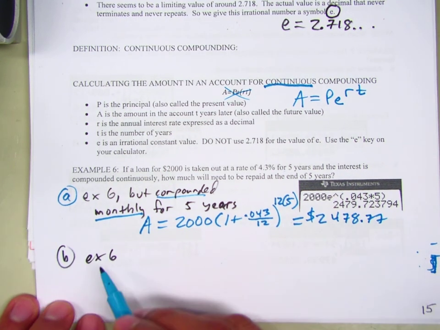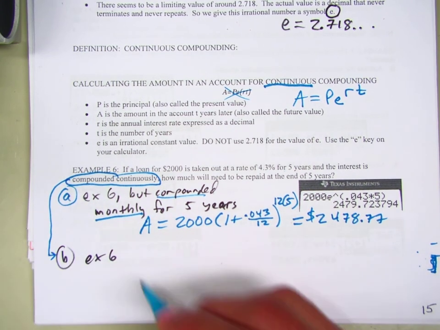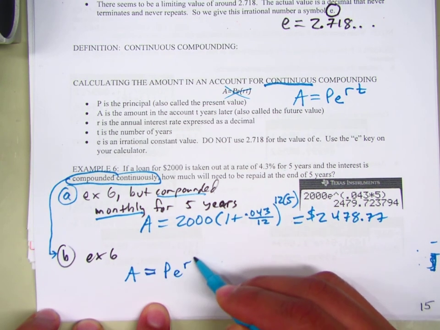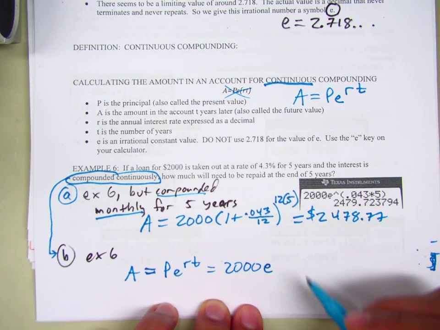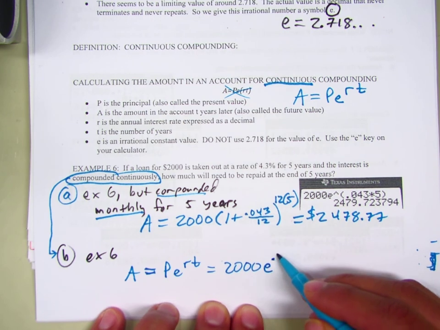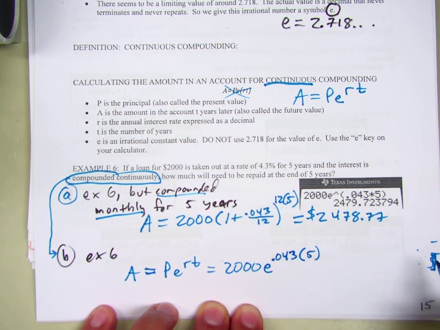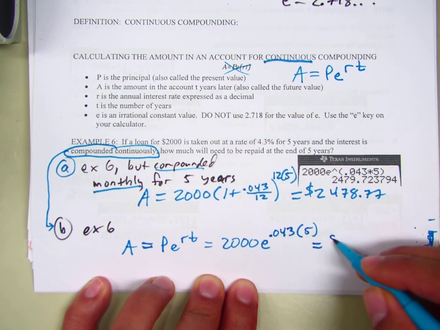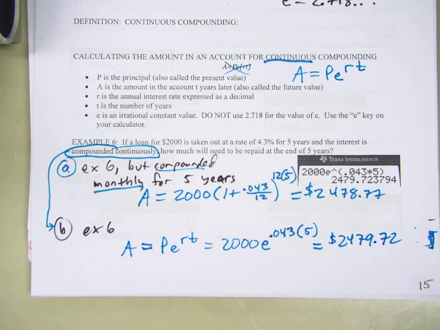Example 6, if I was actually doing this compounded continuously, now it tells me to use the other formula, the one we just talked about, P e to the rt. So if we plug in 2,000 for the principal, e, the rate is now going to go into the exponent, which is 0.043, and t was 5. So this is how it would look if you type it in. When you type that in, that part was done for us, we get $2,479.72. May not seem like a big deal, but which one was a little more?